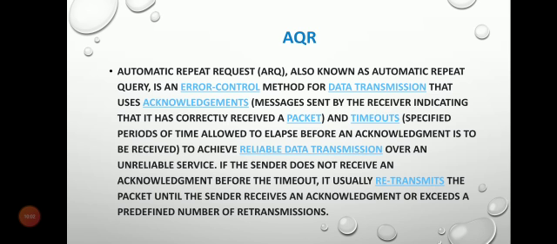Automatic repeat request is another method used to check whether data has been correctly transmitted, and it uses an acknowledgement, a message sent by the receiver indicating that data has been received correctly, and the timeout. This is the time allowed to elapse before an acknowledgement is received. If an acknowledgement isn't sent back to the sender before timeout occurs, then the message is automatically resent.